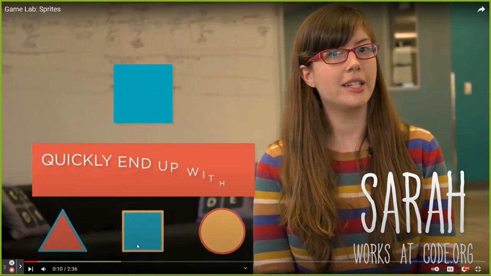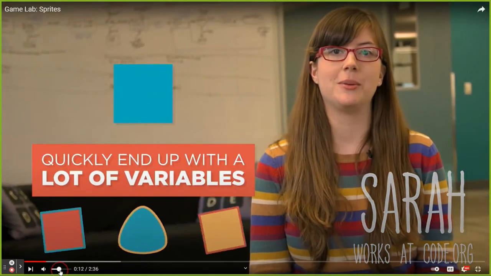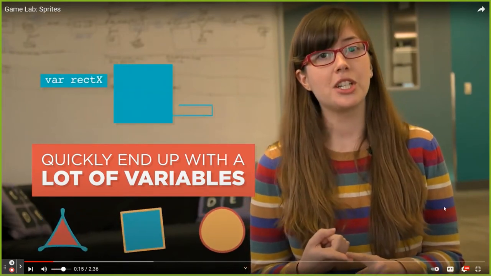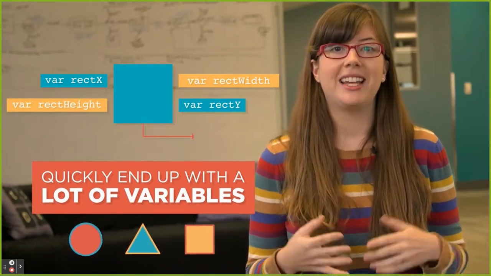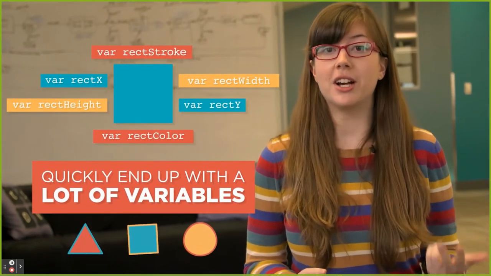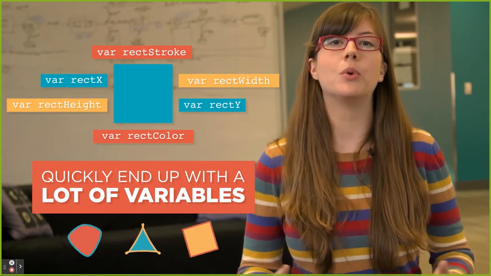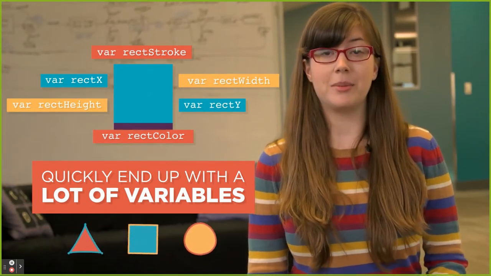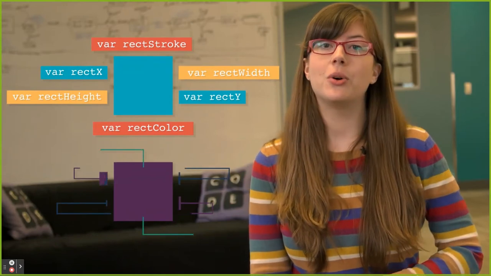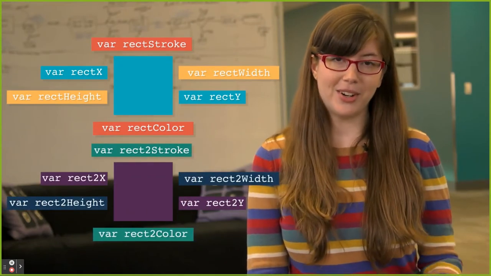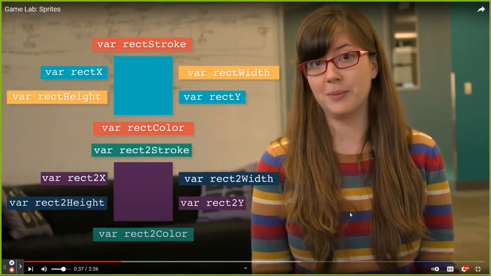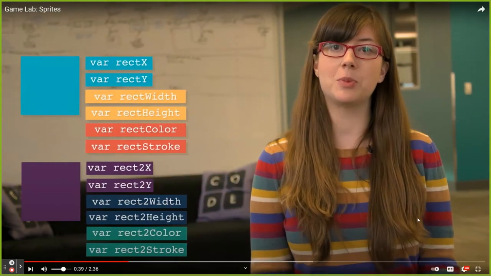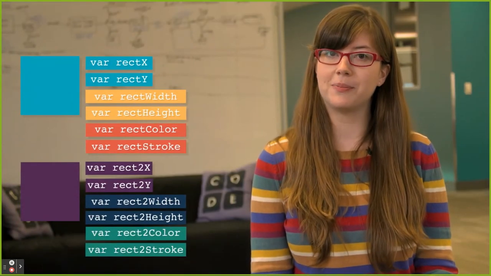If you want to animate a single shape in GameLab, you can quickly end up with a lot of variables to manage. You'll need one to store the shape's X position, one to store the Y position, one for width, one for height, and as you add fills, strokes, and other characteristics, you'll need even more variables. If you want to animate additional shapes, you'll need to create a whole other set of variables. All this can quickly lead to problems with organization and clarity in your code. So what's an elegant and manageable way to keep track of all these variables?